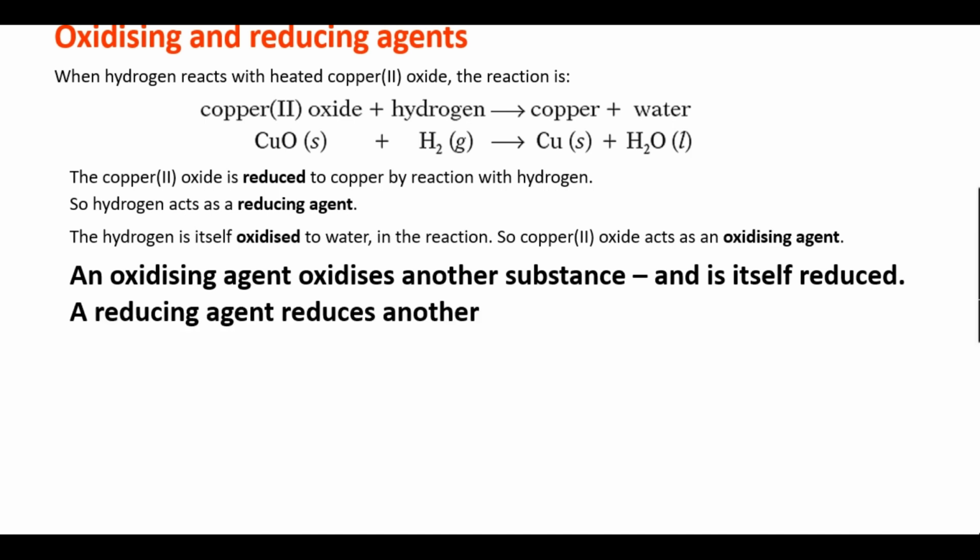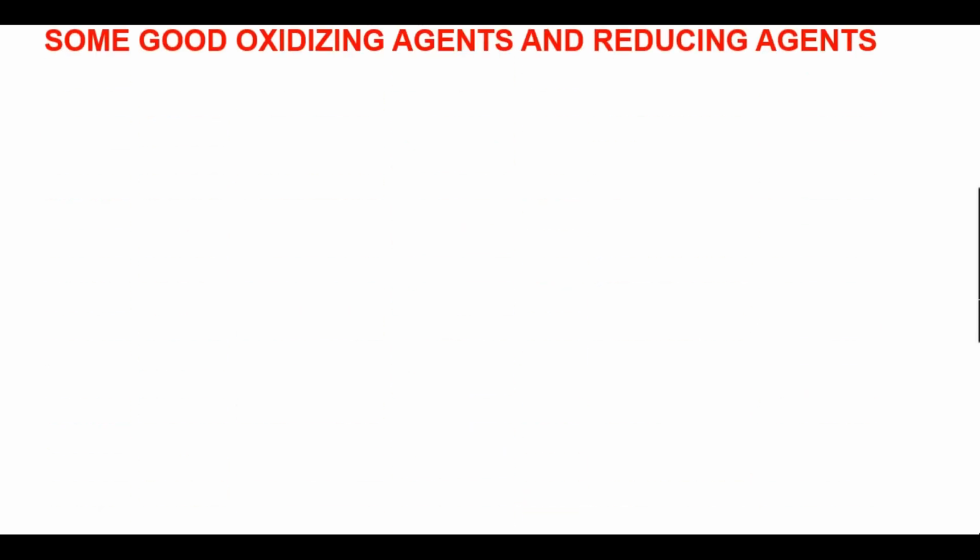On the other hand, a reducing agent reduces another substance and in response is itself oxidized. So that will be called a reducing agent or reductant. Now we are going to discuss some good oxidizing agents and reducing agents. You must remember all these, the formulas, the names, and the color change, so that you can easily quote what should happen when something reacts with the other one, and it will confirm the presence of an oxidizing or reducing agent.